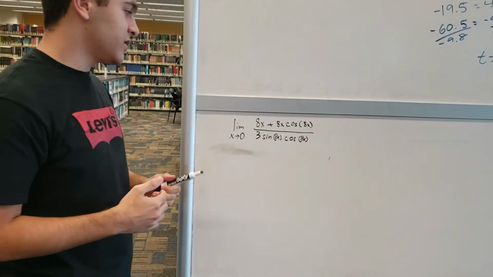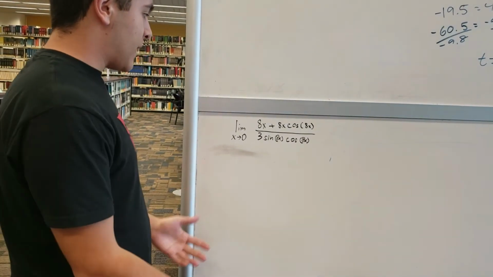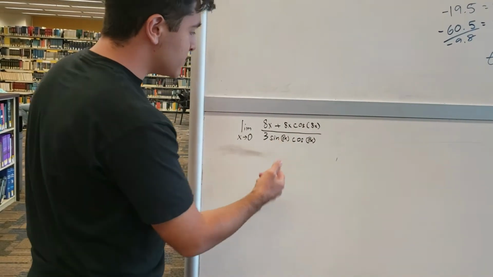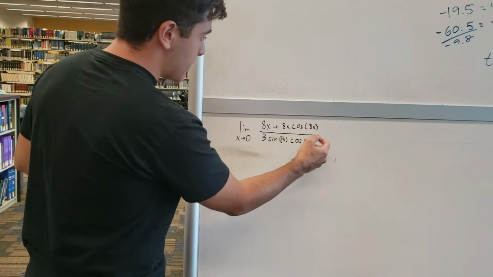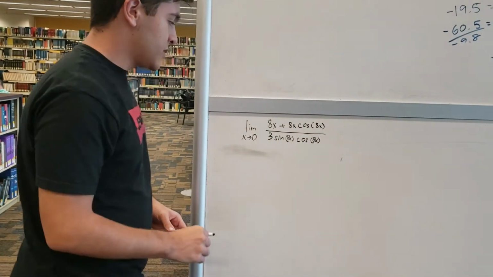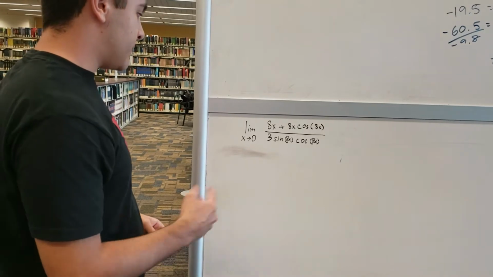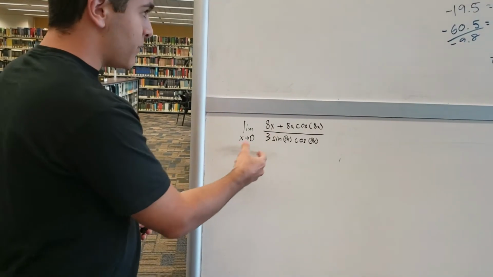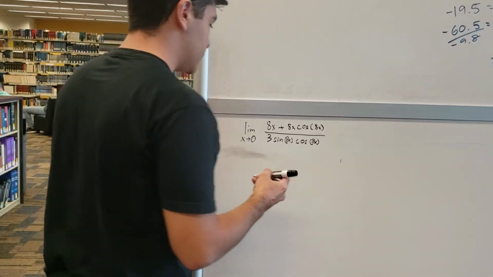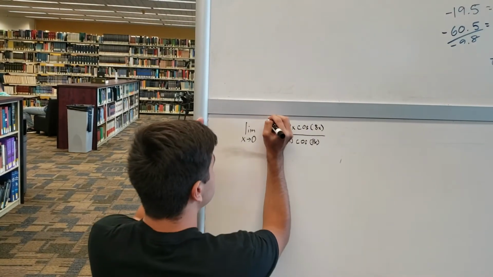So the first thing we're going to do is, this whole thing is a fraction, right? So we can multiply this entire thing by a number, so long as we multiply the denominator by that exact same number. So the idea is, at the bottom, we want this sine x to go away, right? That's the idea.